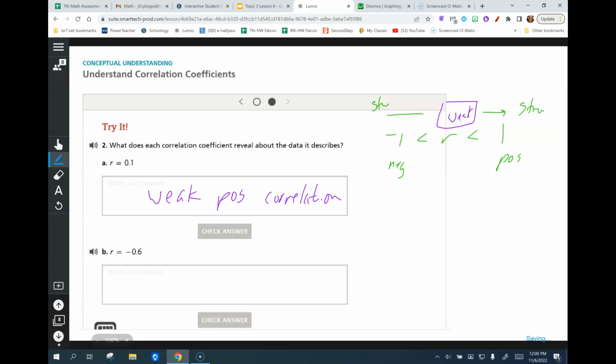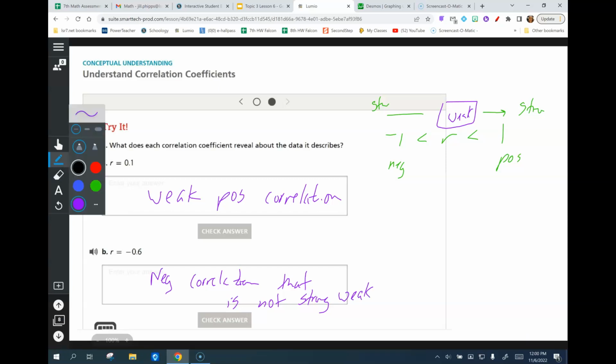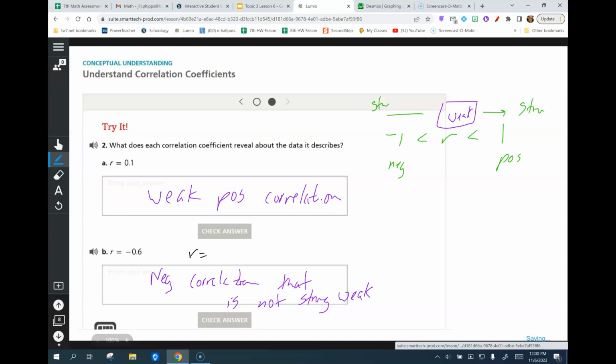Okay, now I have a negative 0.6. It's not really strong or weak. And we would actually say that this is a negative correlation that is not strong or weak. And if we were doing comparisons, let's say we needed to compare, which one is stronger between R being negative 0.6 and R being negative 0.8? Well, R being closer to negative 1, this one's stronger. That's the reason this one's kind of wishy-washy. It's not really strong or weak.